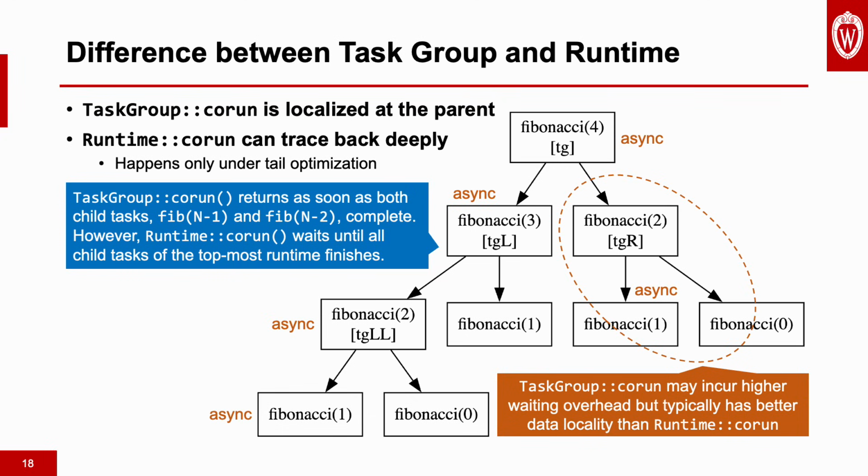You probably have noticed the difference between task group and runtime in this particular Fibonacci example. When you call corun from a task group, that corun is localized to the parent task, while calling runtime corun can trace back deeply to the first runtime task. To be more specific, a task group's corun returns as soon as both child tasks fib(n-1) and fib(n-2) complete, while the runtime's corun may wait until all child tasks of the topmost runtime finish. As a result, task group's corun may incur slightly higher waiting overhead, but typically has a better data locality pattern than runtime's corun.